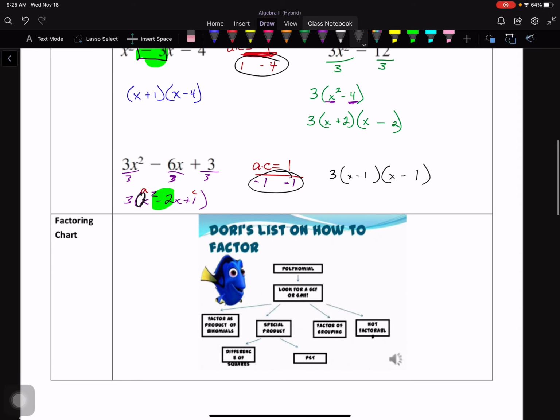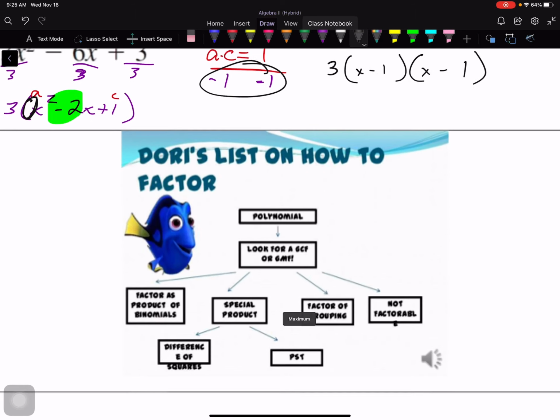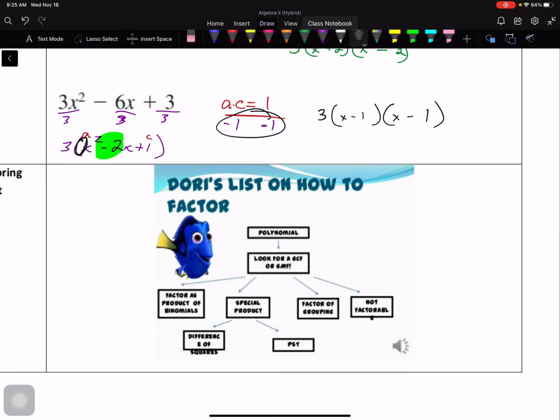So Dory's list on how to factor. Love it. All right, so if we have a polynomial first, look for a greatest common factor. That's incredibly blurry, or great. I don't know what the next one says. I apologize.